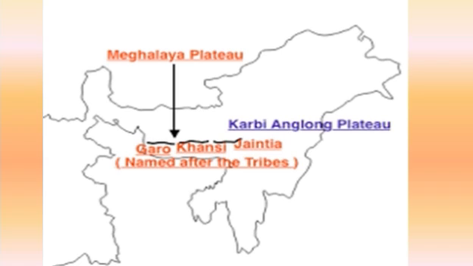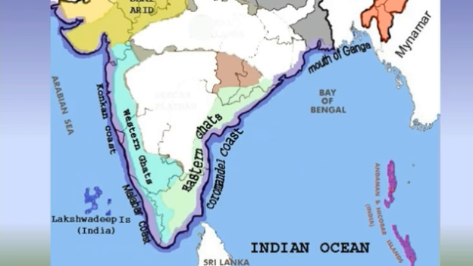It is separated by a fault from the Chota Nagpur Plateau. Three prominent hill ranges from the west to east are the Garo Hills, the Khasi Hills and the Jaintia Hills. The Western Ghats and the Eastern Ghats mark the western and the eastern edges of the Deccan Plateau respectively.